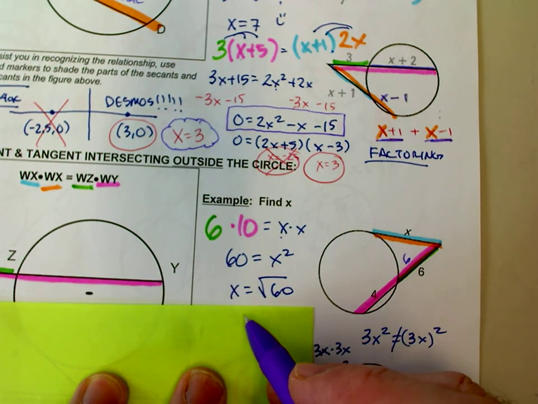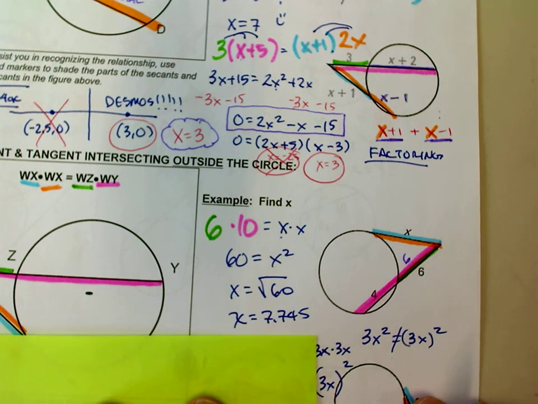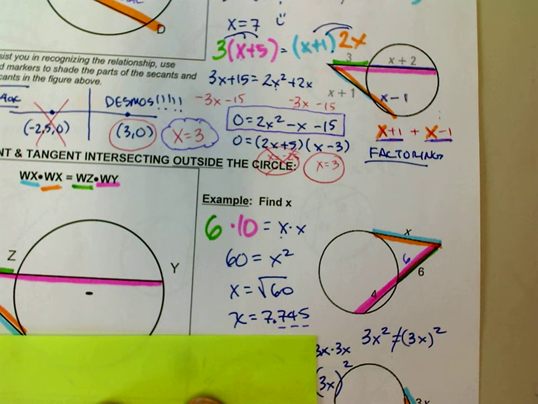Therefore, our answer will be x equals the square root of 60. And we can leave it like that if it's an exact value. If we're asked to truncate to 3 decimals, then we put it in our calculator and stop after 3 decimals.